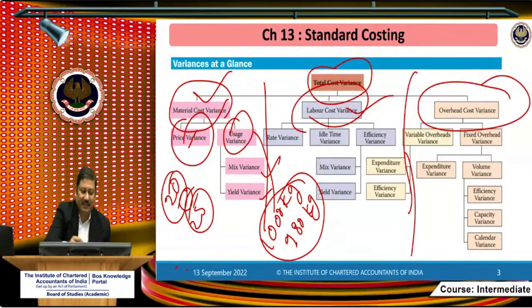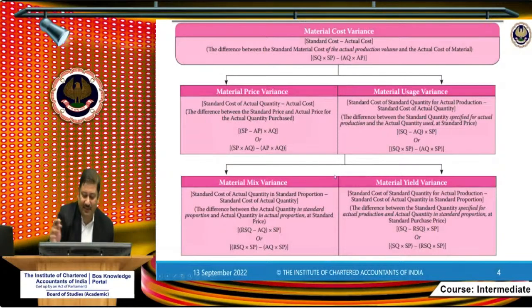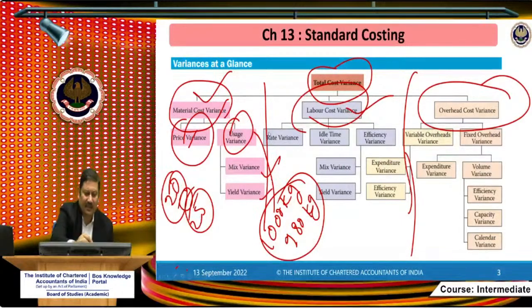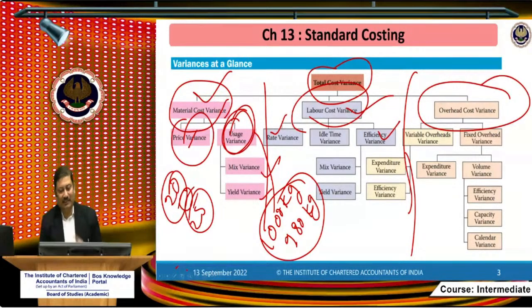Labor cost variance, like price variance, will have rate variance. Similarly, there will be an efficiency variance like usage variance. There is only one difference, that is idle time. Idle time again can be of two types: normal idle time and abnormal idle time. But in case of standard costing, we calculate only one type of variance, that is the idle time variance, the time in which there was no work done.